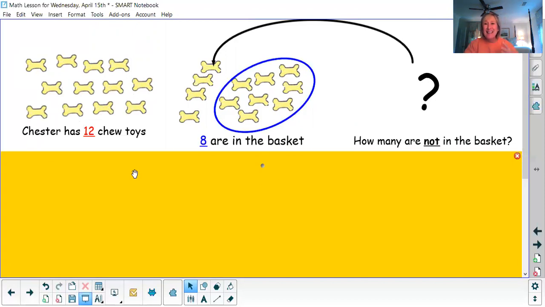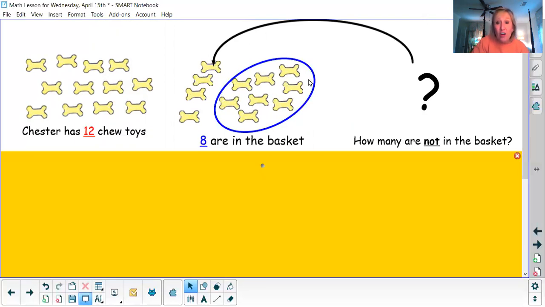Now, he says that some are on the floor, okay? But it didn't tell me how many. It just said some. So I really don't know. But what I do know is that out of the 12, there are 8 toys in the basket. So I took the 12 bones and I circled 8, a group of 8. 1, 2, 3, 4, 5. Wait, let me try again. I messed up. 1, 2, 3, 4, 5, 6, 7, 8.